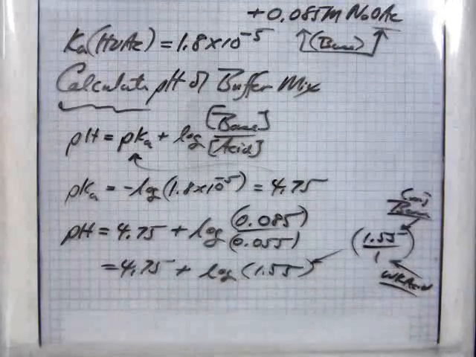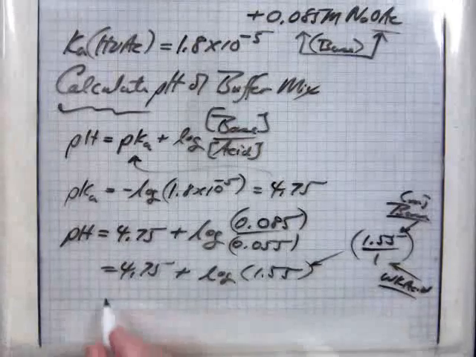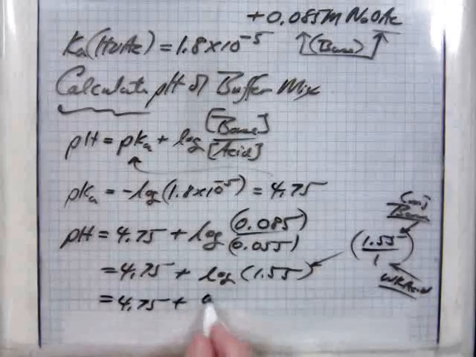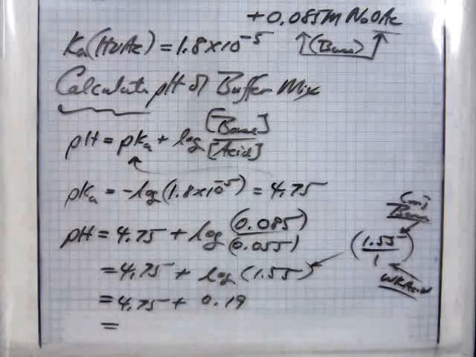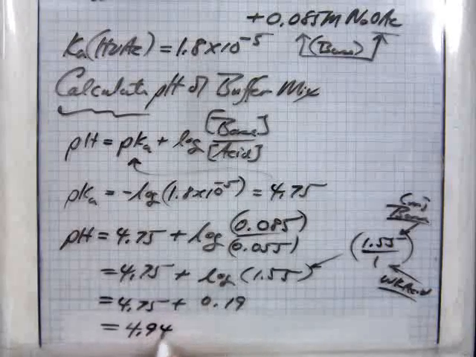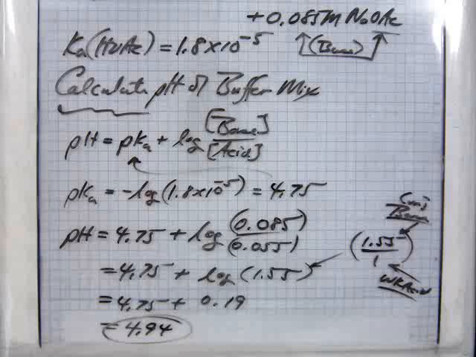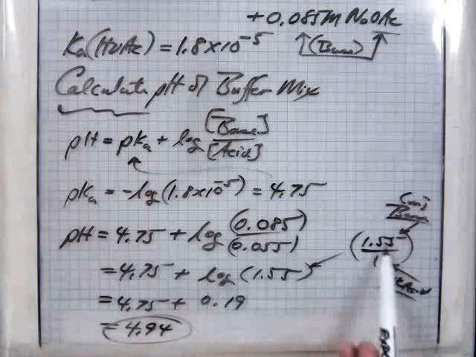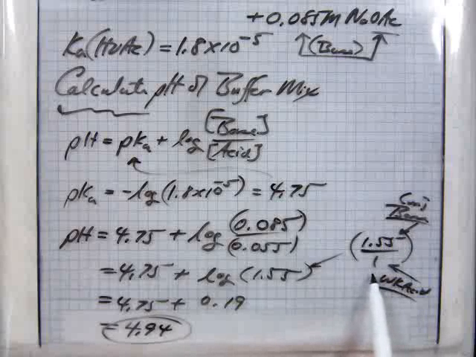Okay, so 1.55, we take the log of that, so it gives me 0.19. And so that's 4.75 plus 0.19, which is 4.94. And so when you test your buffer, it should be 4.94. So really the whole process here is to show you that not all the buffer systems are 50-50 buffers. Now that'd be great if we could do that, but that's not necessarily the case. And now what this shows you is that the conjugate base is 1.55 times more than the acid.